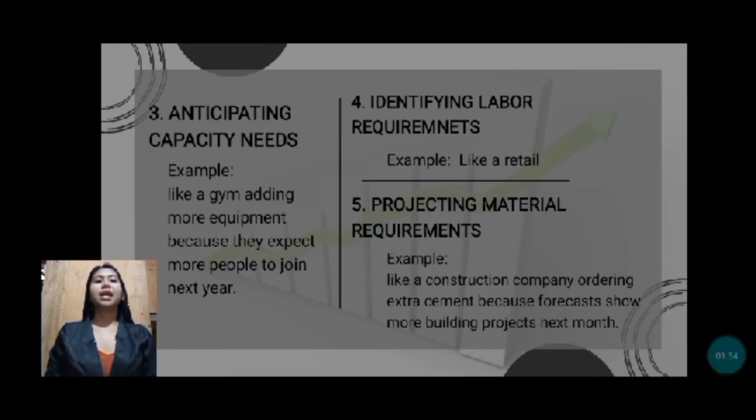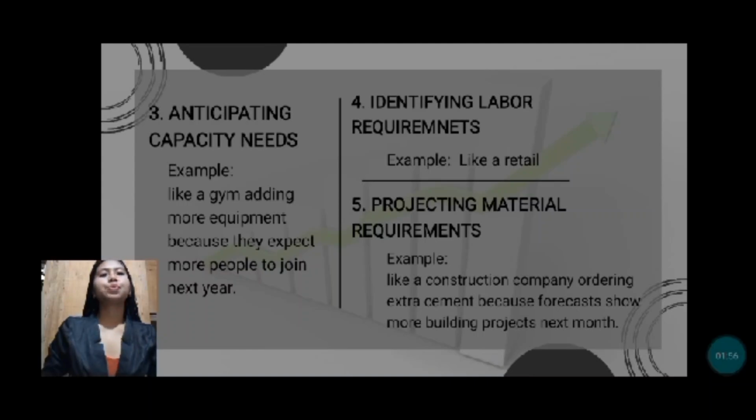And the fourth one is identifying labor requirements. Identifying labor requirements using demand forecasting means figuring out how many workers and what skills a business will need to meet future customer demand. So, for example, a retail.